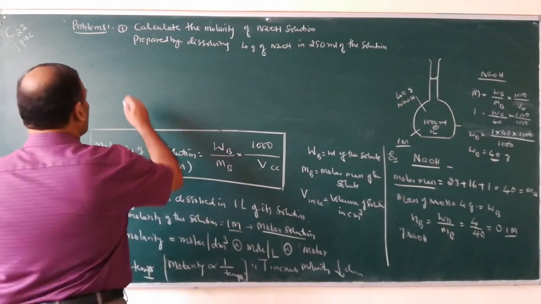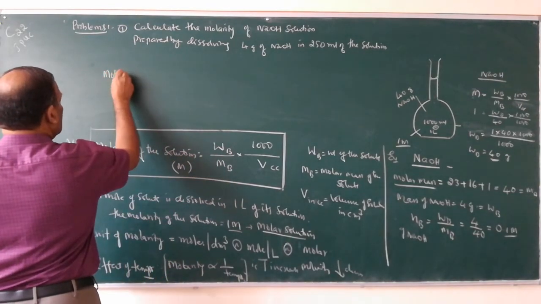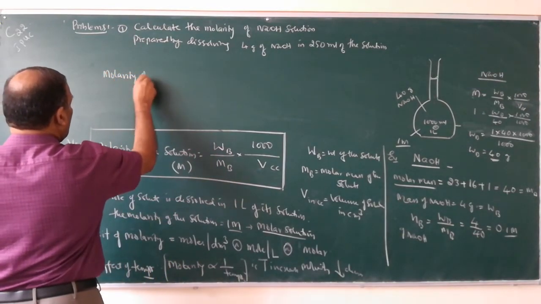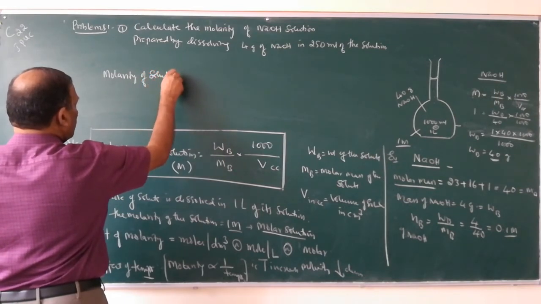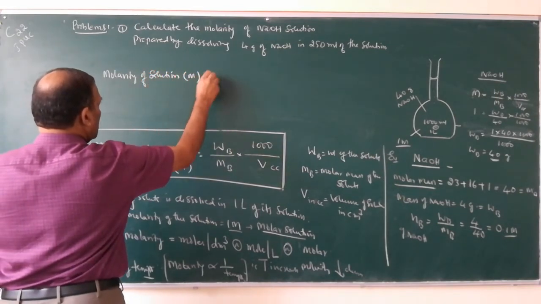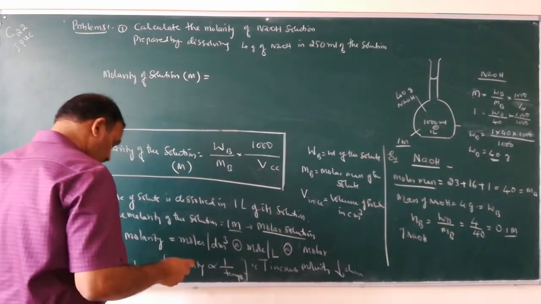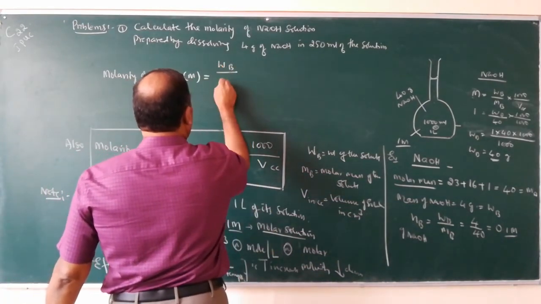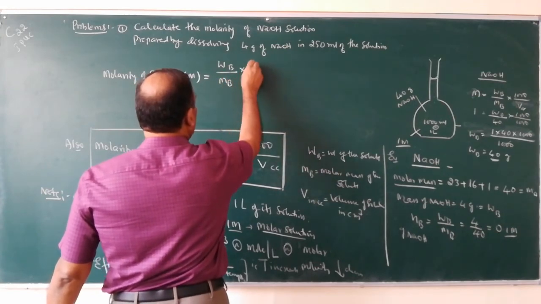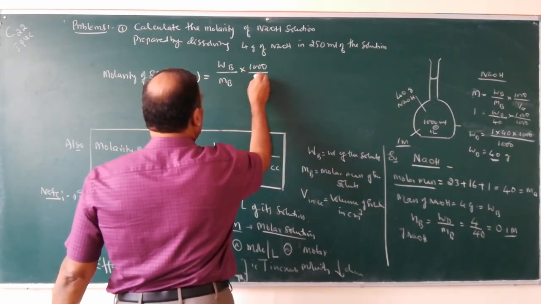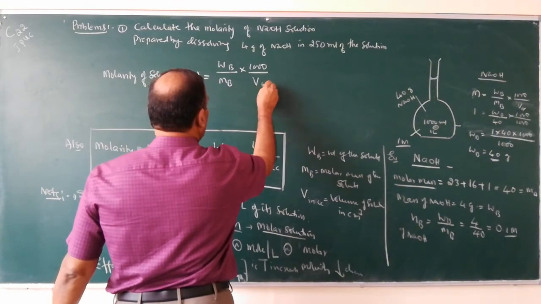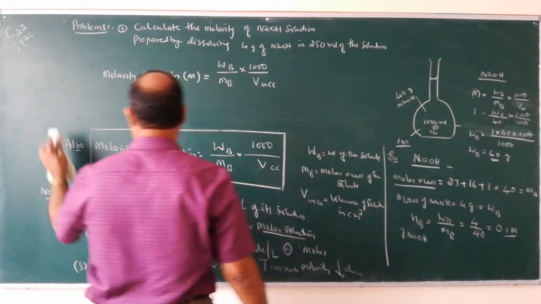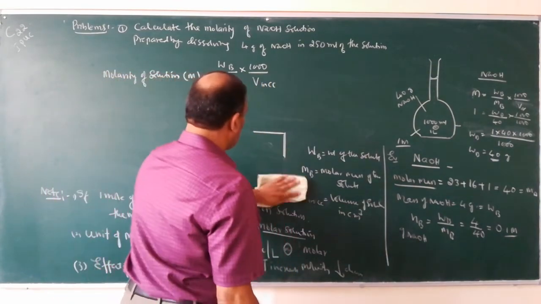What is the formula for molarity of solution? So molarity of solution, M equals, what is the formula I have to use? WB divided by MB into 1000 divided by volume of solution in cc.